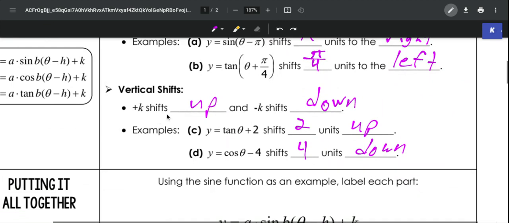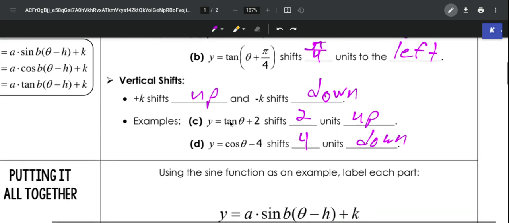Now on vertical shifts, it's just like you think it would be. So plus k is going to move up, and minus k is going to shift down. So if we had y is equal to tangent of theta plus 2, and notice that's not in parentheses, so that's an indicator that it's k and not h. H is going to be in parentheses, k is not going to be in parentheses. So plus 2, not in parentheses, is saying to shift 2 units up. So we would move our entire graph up 2 units.